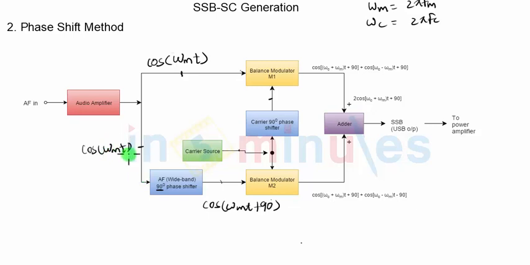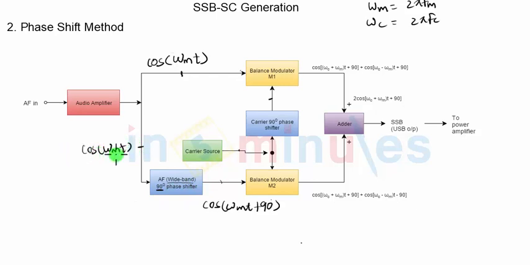In practice, we will have a range of frequencies from 20 Hz to 20 kHz, and hence the 90-degree phase shifter that we have will have to provide the phase shift not just to a single frequency but to the entire range, and hence it is called a wideband phase shifter. It is called an AF wideband 90-degree phase shifter. AF again stands for audio frequencies, and it is called an AF phase shifter because it has to provide 90-degree phase shift to all the audio frequencies from 20 Hz to 20 kHz.